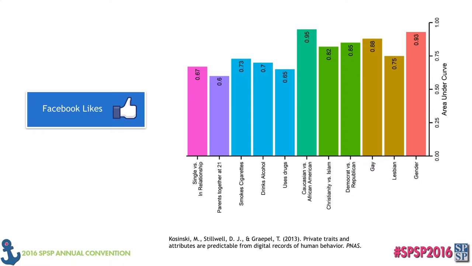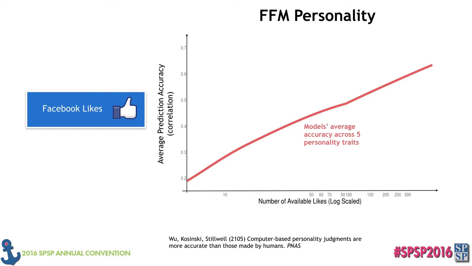And a few examples here based on our likes study. You can see the prediction power of the model based on Facebook likes. You can see we can predict things like relationship status, whether your parents were divorced or not, your race, your political views, your sexual orientation, and a number of other traits simply by looking at the Facebook likes that you have on your Facebook profile.